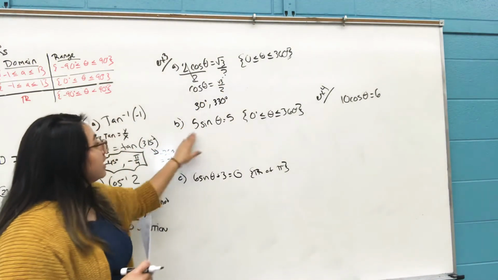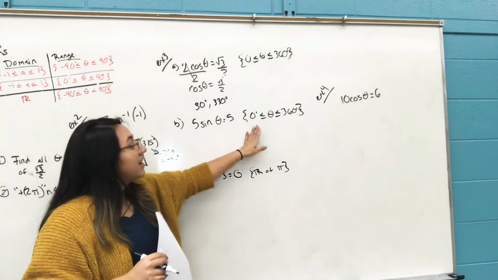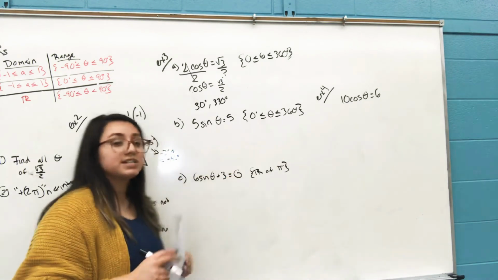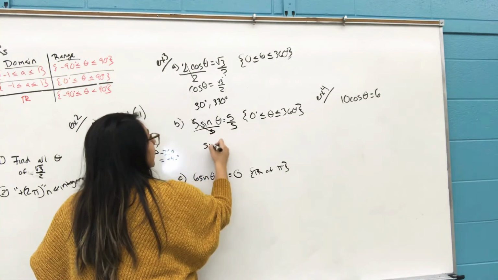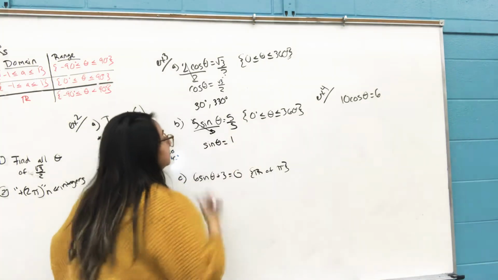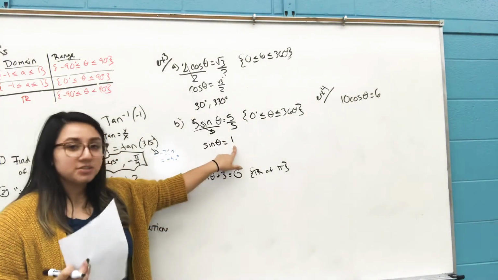Next one, 5 sine theta equals 5. You're solving for your trig function and you're finding degrees between 0 and 360. If I divide by 5 on both sides, I get the sine of theta is equal to 1. We're trying to find the degrees where sine is 1.